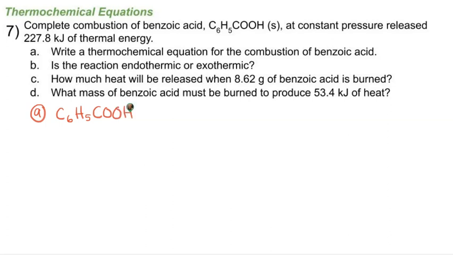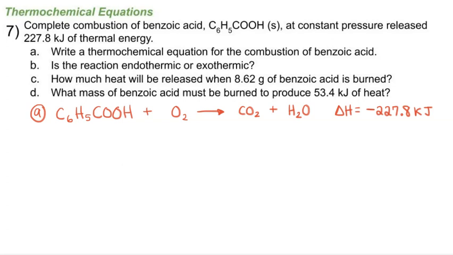C6H5COOH plus oxygen gas, because it's combustion, gives us carbon dioxide, CO2, plus H2O. And we know that this reaction, we're given the delta H value, releases 227.8 kilojoules. So that'll be a negative 227.8 kilojoules for that reaction, because it's releasing energy. That negative shows that energy is being released.